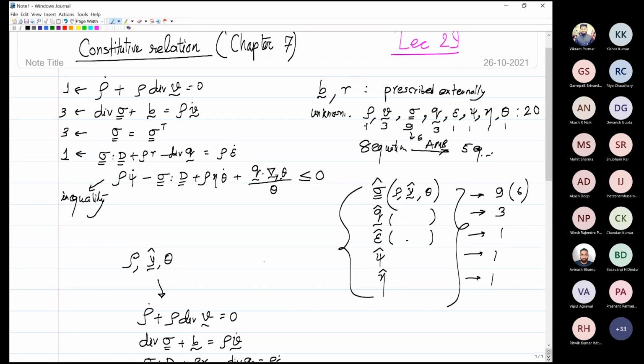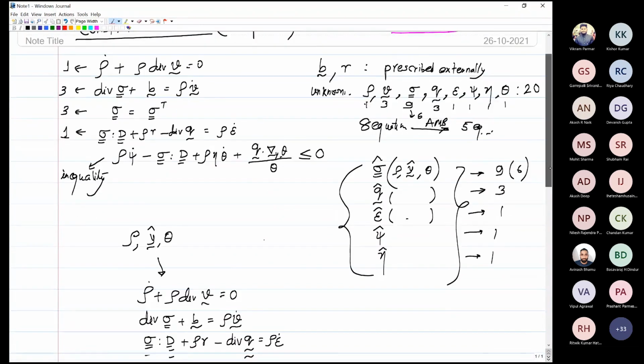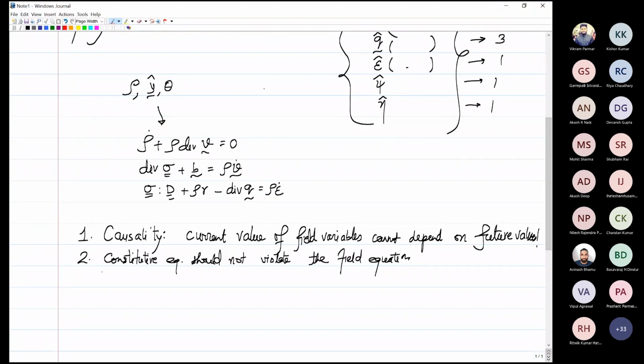And finally, the second law of thermodynamics. Rest all never get violated. You can choose arbitrary conjugate equations. Mass continuity still will not get violated, or LMB does not get violated. Let me say this again. What I have written here is that constitutive equation should not violate the field equations. So that means it cannot be arbitrary. It must be such that field equations are also satisfied.